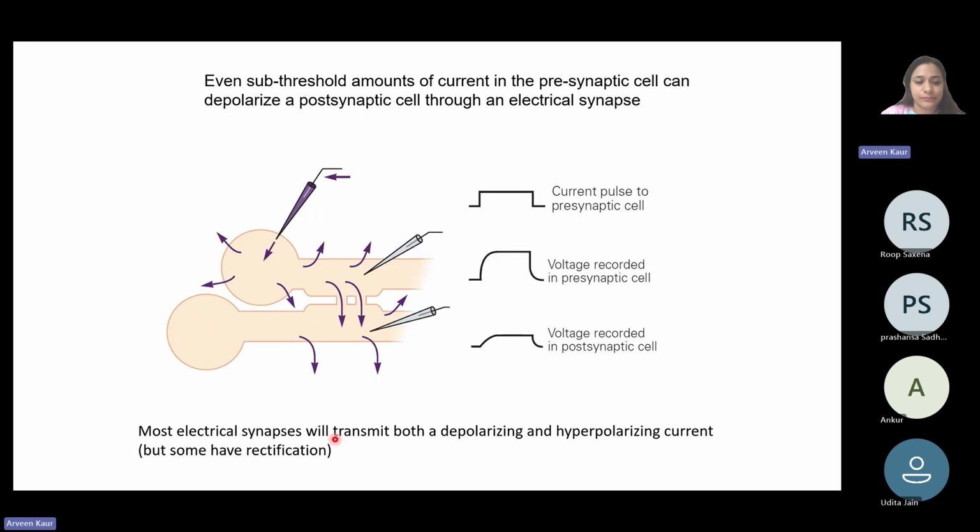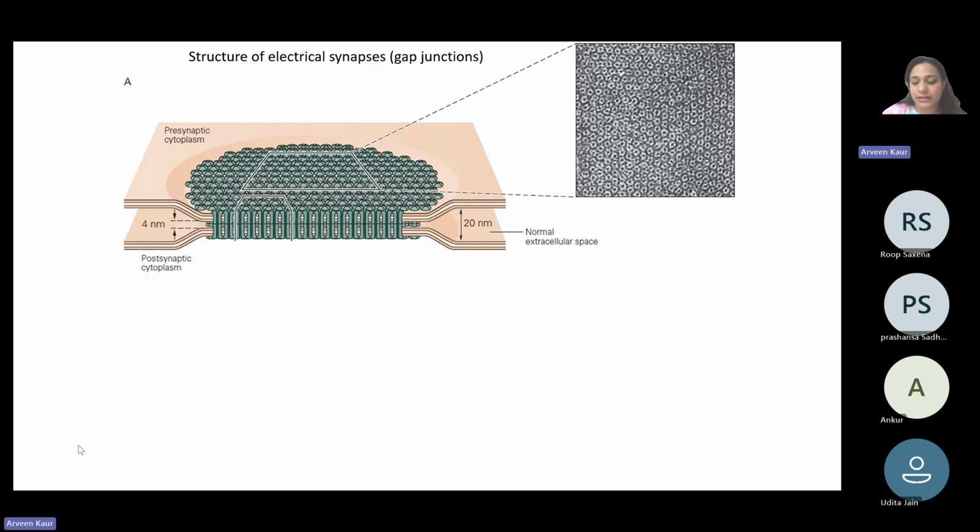So electrical synapses will transmit both depolarizing as well as hyperpolarizing current, but some will have some rectification, right? So this, for instance, is a plasma membrane. This is a structure of an electrical synapse, and specifically the gap junctions of these electrical synapses. You can see this is the presynaptic cytoplasm, this is the postsynaptic cytoplasm. This is the top view. This is not the synapse per se, this is just the receptors on this side. Now there could be another view wherein we section.